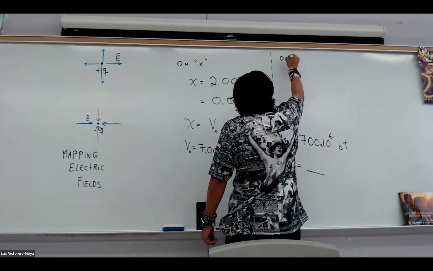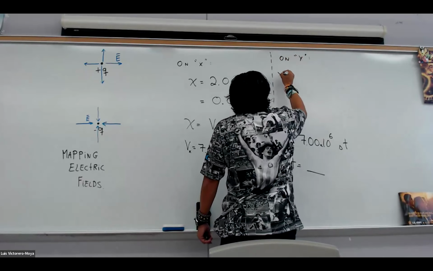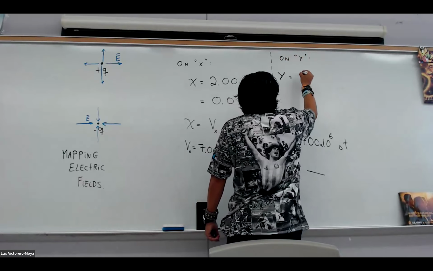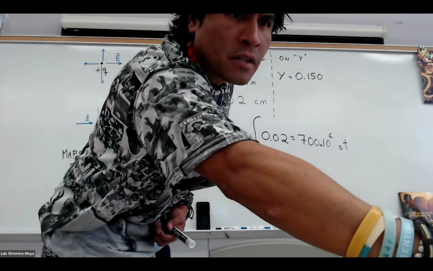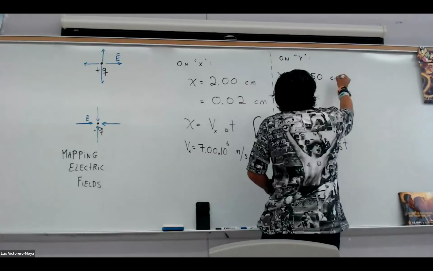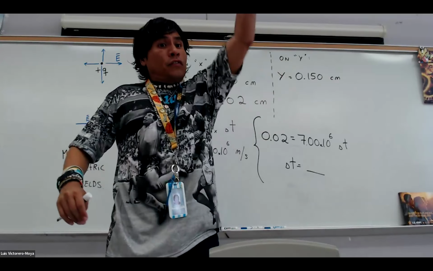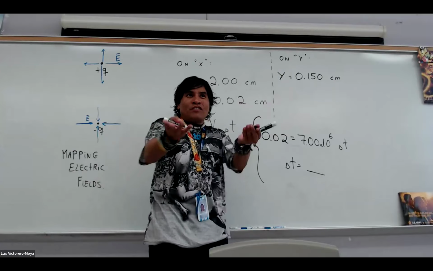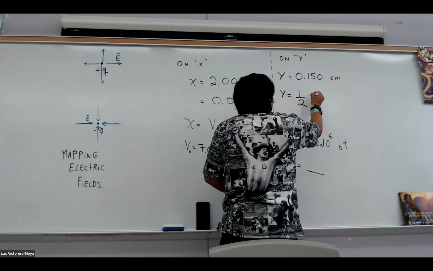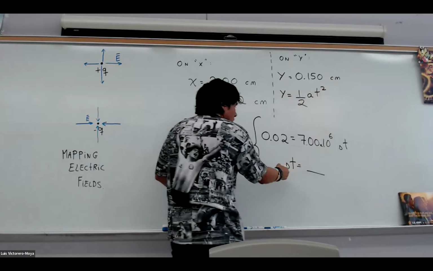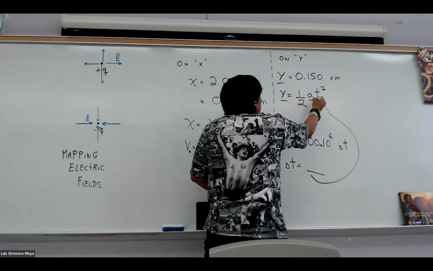So on y, you can say y final minus y initial is 0.150. Meters or centimeters? Let me see. Pretty sure it's centimeters. Yeah. If the electron is doing this, the initial vertical velocity is 0. So your y is 1/2 a t squared, and that's t. So this t will go here. You have y, you can find the acceleration.